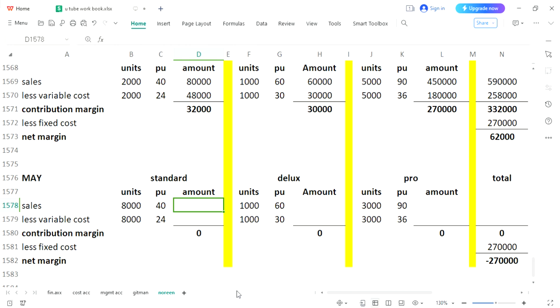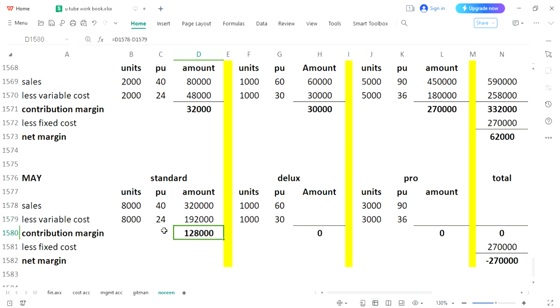First, we will calculate the amount of sales, which is product of units and per unit. Number of unit 8,000, and we will multiply it with per unit. Per unit selling price for standard in May is 40. So we have got our sale price. Time to calculate our variable cost. How? By multiplying units into per unit. Units for May for standard products 8,000, its variable cost is 24. So we have got our variable cost for standard.